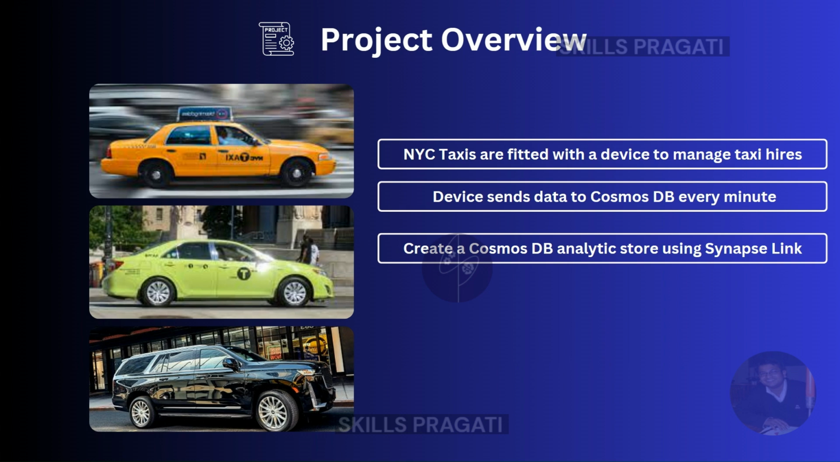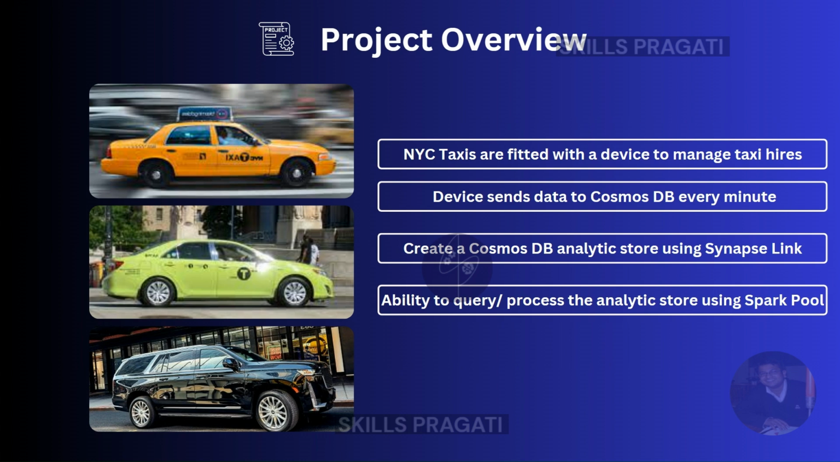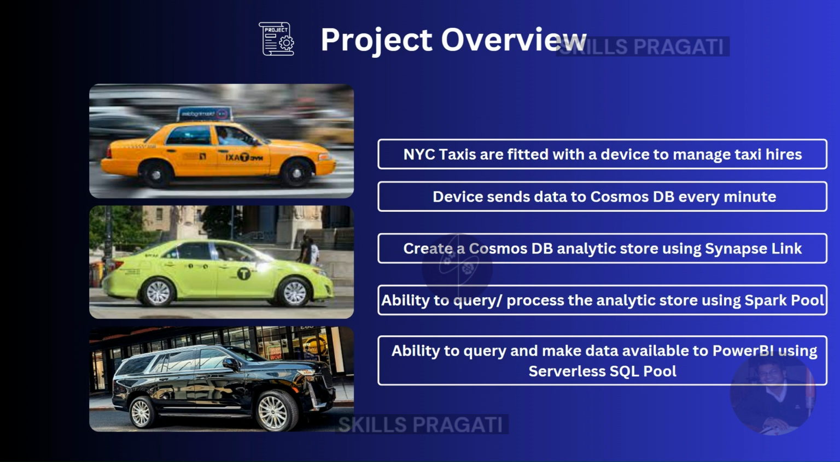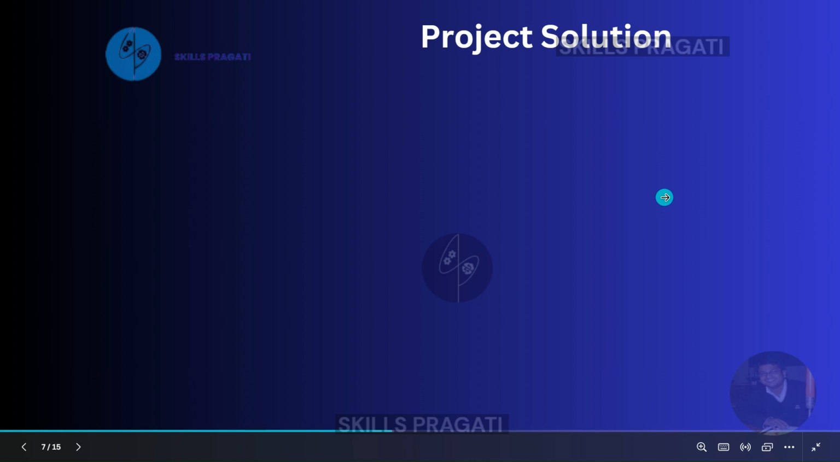We want to be able to query and perform big data analytics on this data that's stored in the analytical store via HTAP connectors using Spark SQL Pool. We want to be able to make the data available by our serverless SQL pool so that reporting tools such as Power BI can report from this data. So these are the requirements. We're going to look at all of these requirements except Power BI, as I've already demonstrated how to connect to serverless SQL pool from Power BI. Let's take a look at the solution.